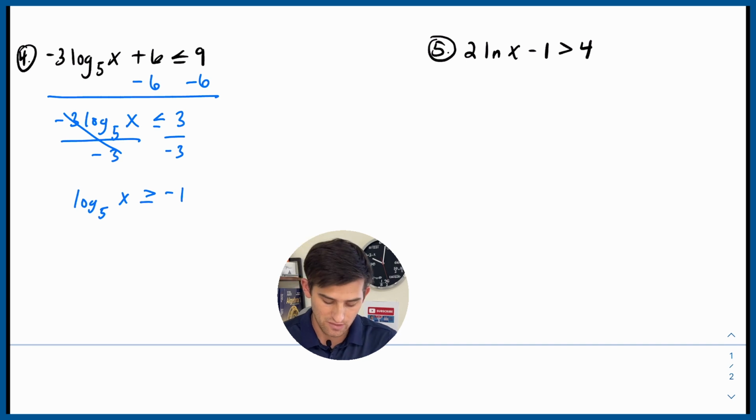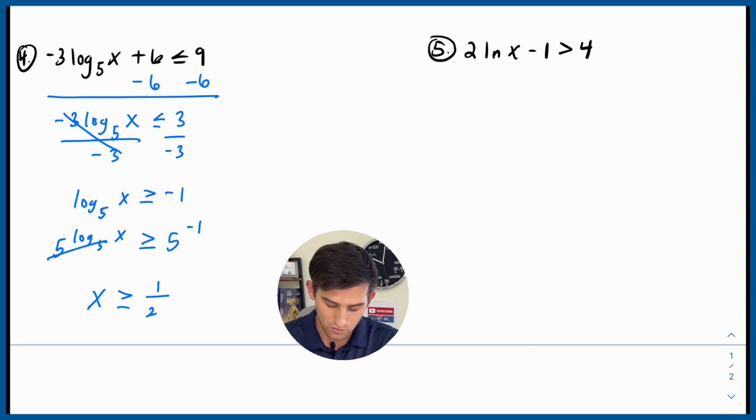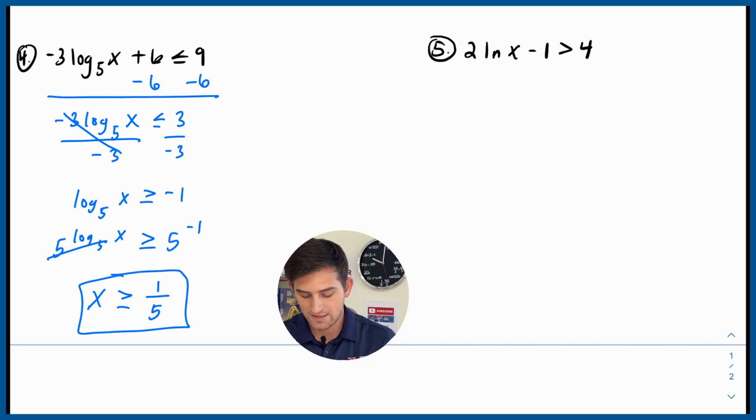Now we can exponentiate both sides. 5 to the log base 5 of x is greater than or equal to 5 to the negative 1st. That gives me x is greater than or equal to 1 over 5 to the 1st power, or 1 over 5. So x is greater than or equal to 1/5.